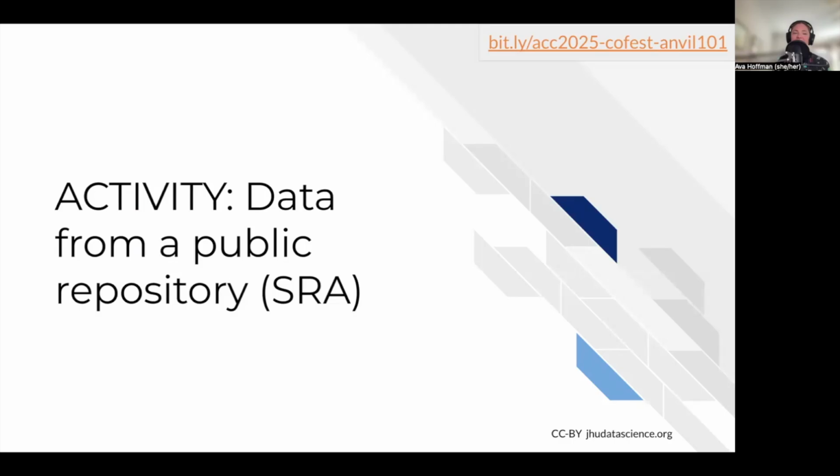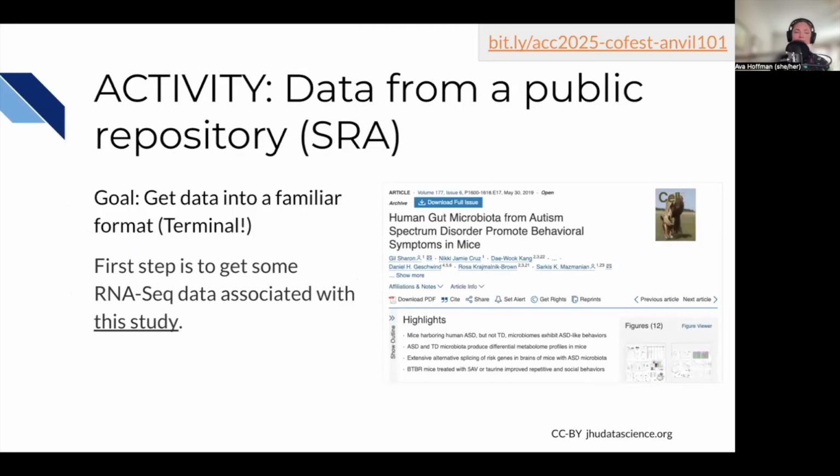So let's get into an activity. We'll talk about data from a public repository and how we get that information. And what's our goal here? Our goal is to get data into a familiar format.